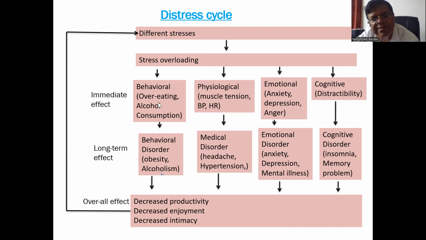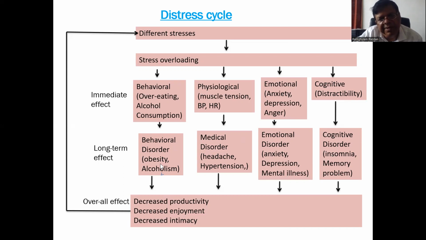Behavioral changes lead to overeating, alcohol consumption. Physiological changes include muscle tension, raised blood pressure, and heart rate. Emotional consequences occur in the form of anxiety, depression, anger, and cognitive distractibility. And long-term effects of stress are behavioral disorder, medical disorder, emotional disorder, cognitive disorder.